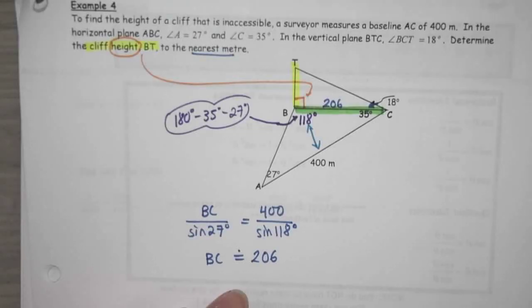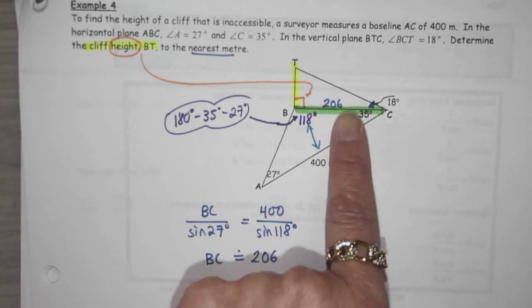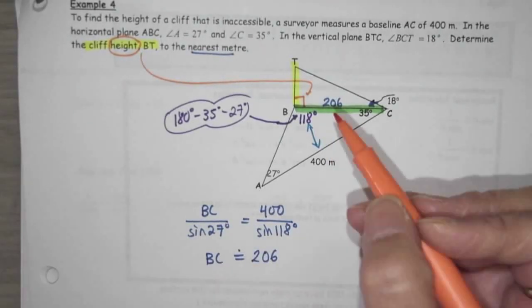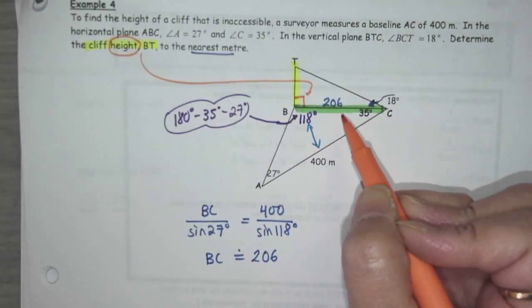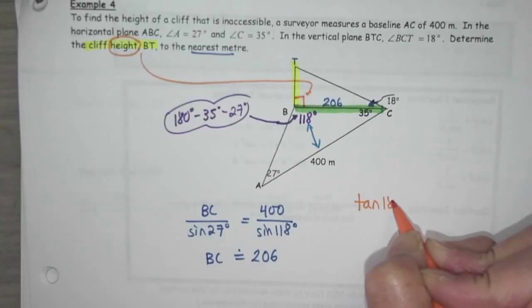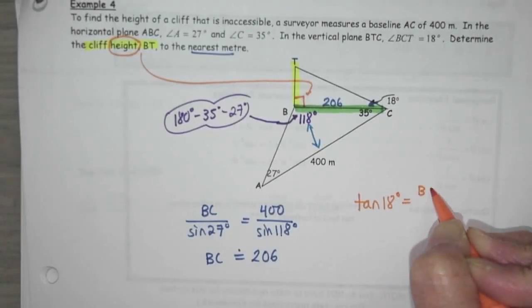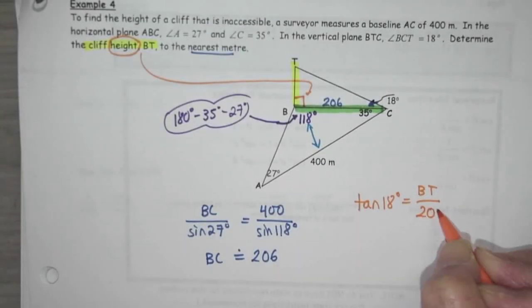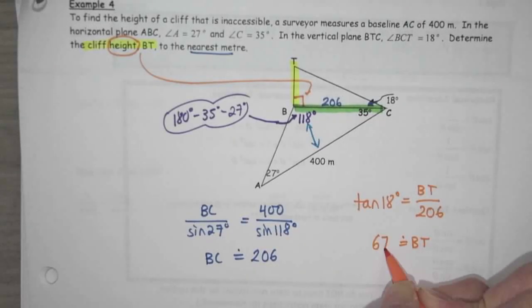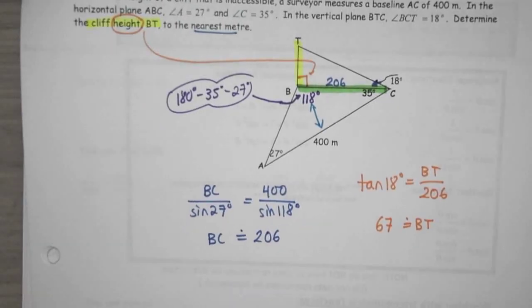Nearest meter. All right, and for right angles, we can go just back to SOHCAHTOA. I want to make sure that we don't forget that. I have the adjacent. I want the opposite, so tan. Tan of 18 equals BT over 206, and then BT is approximately, what do we get? 67? I got 67 too. Good, 67.